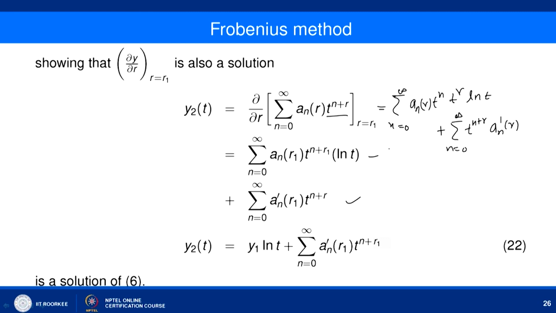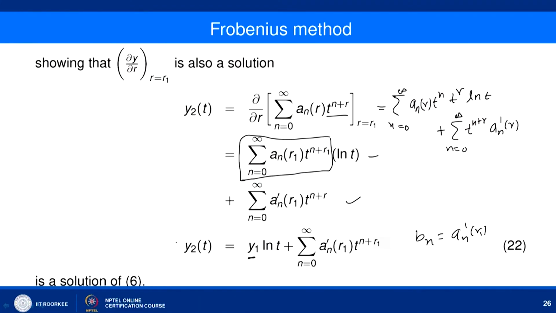So if you simplify, look at this: it is an(r1) t^(n+r1), which is nothing but y1. So the first term is written as y1 ln t, and the second term is written as the sum n equal to 0 to infinity of an'(r1) t^(n+r). So it means that bn is nothing but an'(r1). So the second solution is given by y1 ln t plus the sum of an'(r1) t^(n+r), and we are able to get this because we have already discussed a similar case in the Cauchy-Euler equation.